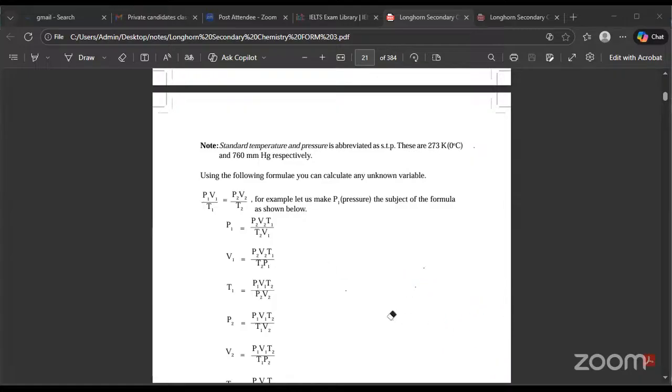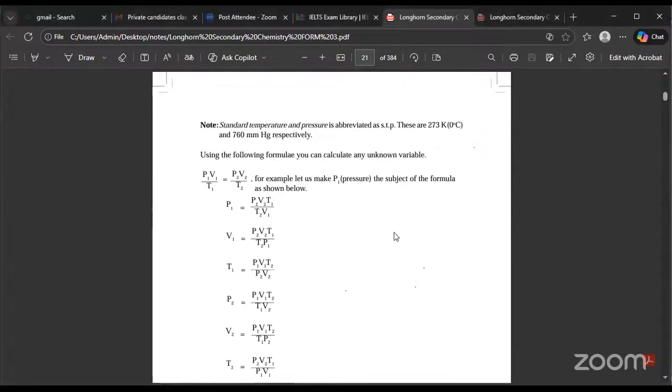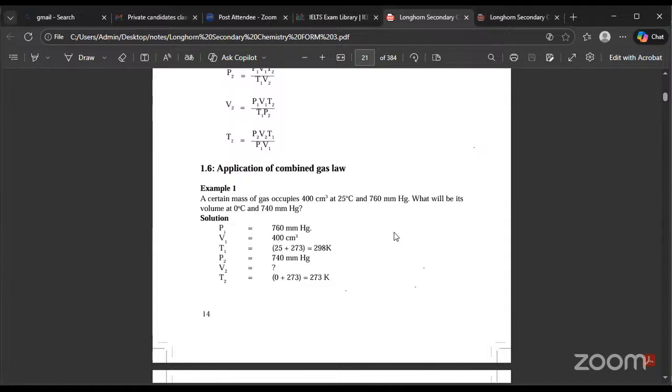So what I do, I skip directly to the calculation because I needed to tell you we have standard conditions. Please keep that in mind, the two standard conditions. Sometimes I might not give them, but I'll tell you to calculate the volume at standard conditions. Applications of combined gas laws.